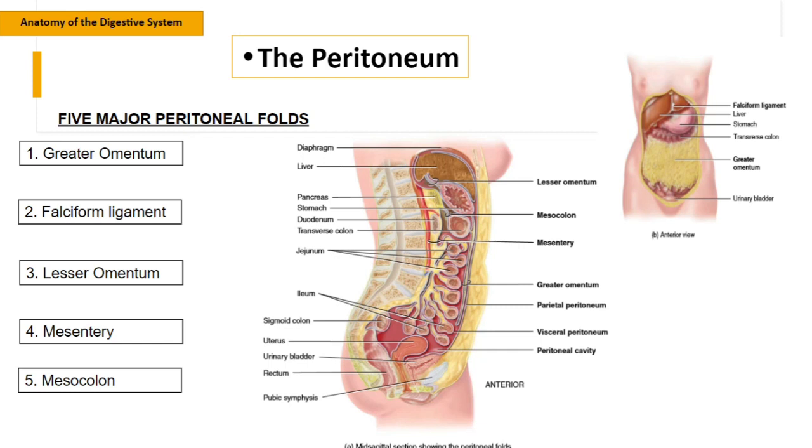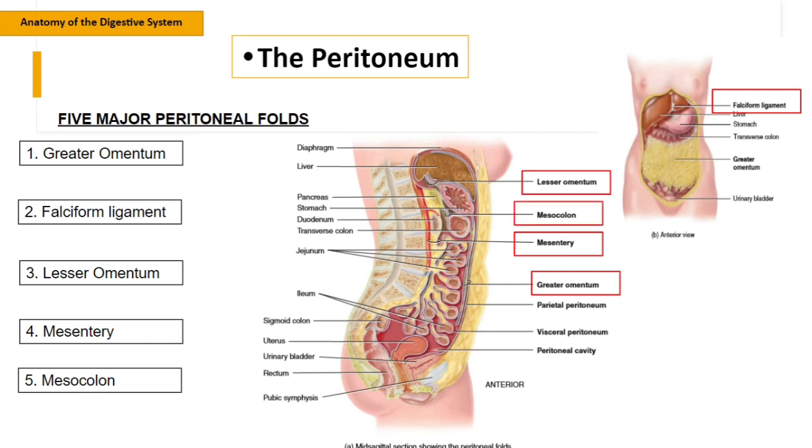Next, the peritoneum. Our peritoneum actually has 5 major peritoneal folds. First is your greater omentum. It is this one. The second major peritoneal fold is your falciform ligament. So in the anterior view, here is your falciform ligament. We'll also have your lesser omentum. The fourth one is the mesentery. And then the fifth one is the mesocolon.